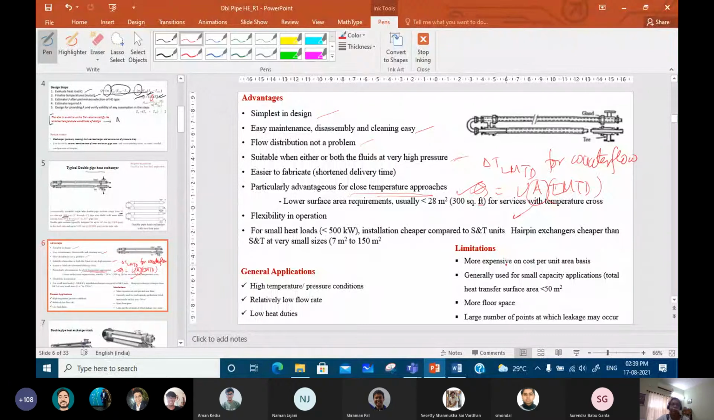Another very important application of the double pipe exchanger is this flexibility in operation. Now, what does it mean? Anybody, any idea?